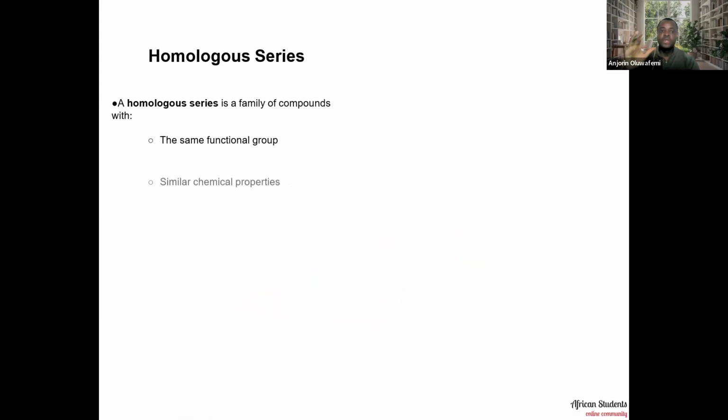Okay. So the next thing that we need to look at is the homologous series. A homologous series is a family of compounds with the same functional group. They have the same functional group and similar chemical properties, and successive members differ by CH2. So the difference between the first member and the second member in a homologous series is just one carbon and two hydrogens. That's CH2.